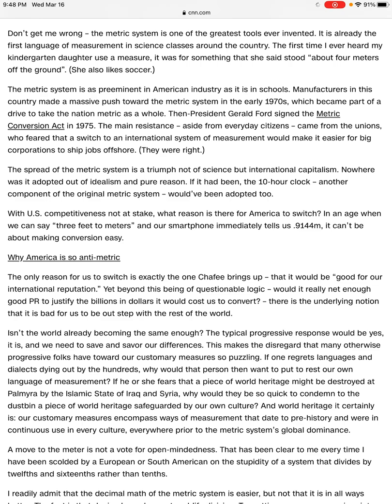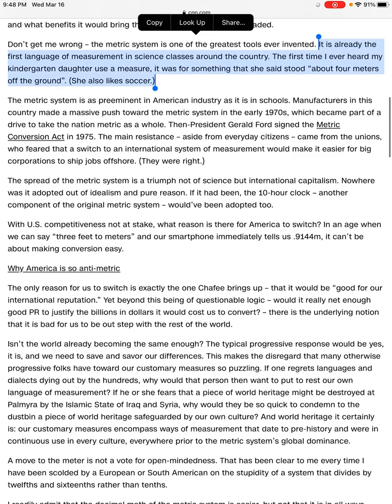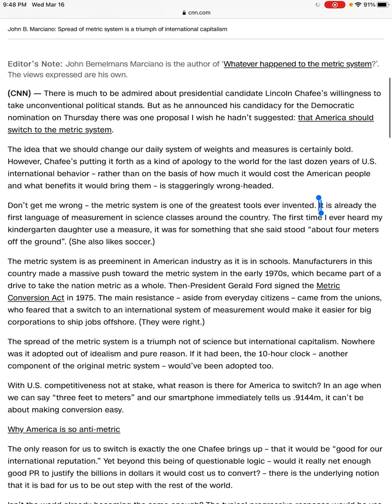And it says, "Don't get me wrong, the metric system is one of the greatest tools ever invented. It is already the first language of measurement in science classes around the country. The first time I ever heard my kindergarten daughter use a measure, it was for something that said she stood about 4 meters off the ground. She also likes soccer." So I look at that and I think that right here where it says, it's already the measure in science classes around the country.